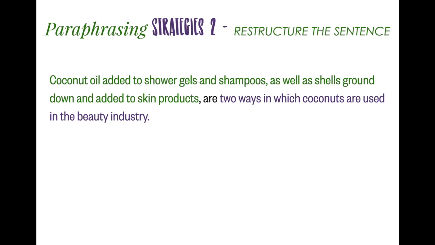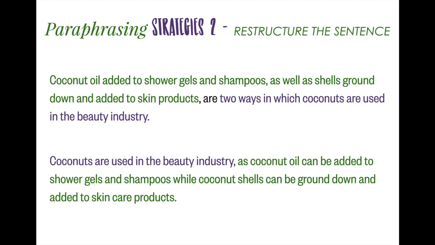Okay, have you done that? Let's have a look at the answer that I came up with. Do you see how we moved the purple section of the sentence ahead of the green rather than the other way round? Let's read the new version. Coconuts are used in the beauty industry, as coconut oil can be added to shower gels and shampoos, while coconut shells can be ground down and added to skincare products. Okay, so all that I did there is restructure, reorganize the sentence and change a few of the words, and then I have my own brand new paraphrase of that sentence. So the second strategy is called restructuring the sentence.